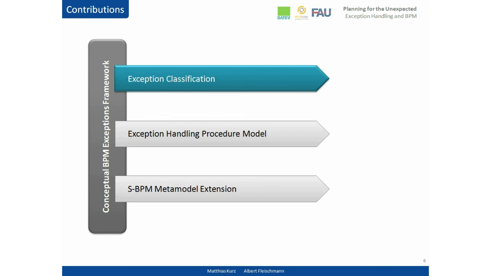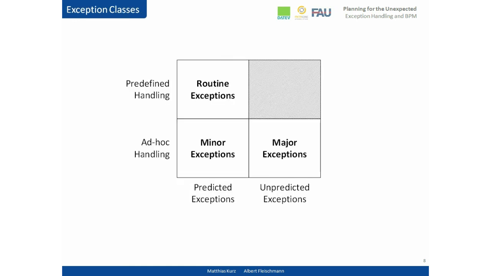Now let's go to what kinds of exceptions we are encountering in practice. We would like to suggest this classification. This classification basically says we have two dimensions. One dimension is whether the exceptions are predicted or not. The second dimension is about how these exceptions are handled. Is the handling of the exceptions predefined, or are these exceptions handled ad hoc?